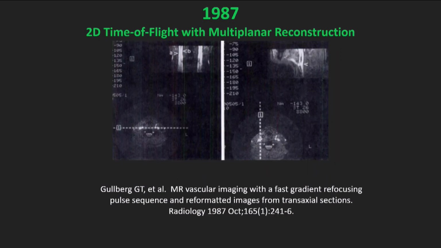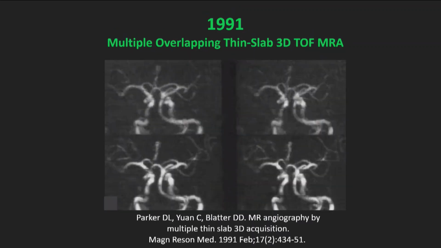Then 5 years later, we see the first demonstration of using image processing in the way of multiplanar reconstruction combined with time-of-flight MRA to create images that kind of look like what we do today. And then we have two of the pioneers of the MOTSA technique, multiple overlapping thin slab 3D time-of-flight MRA, Dennis Parker and Chun Yuan. They are here today, I think. Some of them are here today.